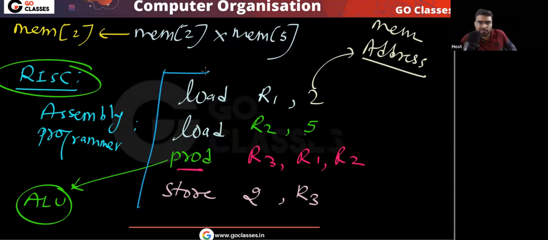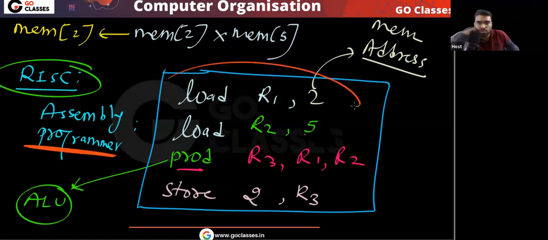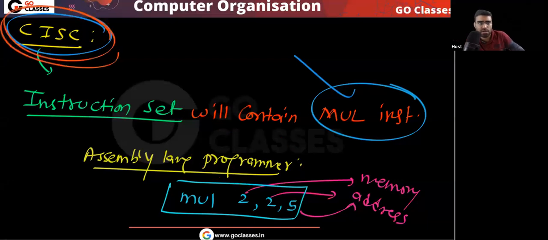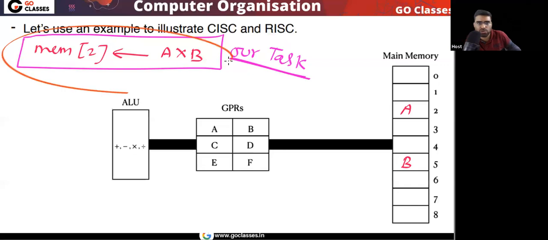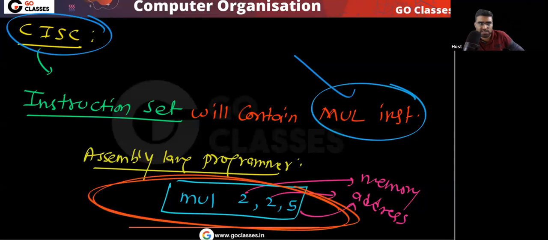So can I say the assembly language programmer has to do some work? Do you agree with me? The assembly language programmer has to do more work than on the CISC computer. The assembly language programmer on the CISC computer will just write one instruction. To carry out this task, this assembly language programmer will write only one instruction.